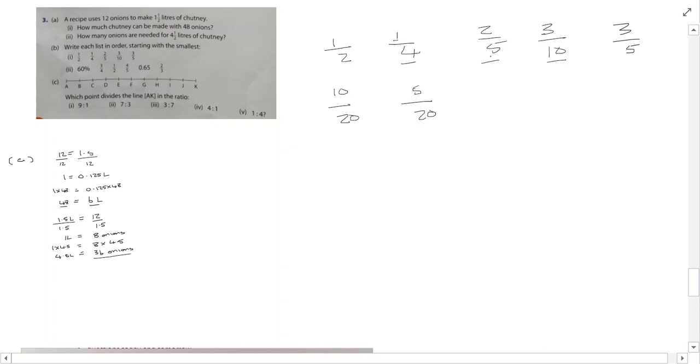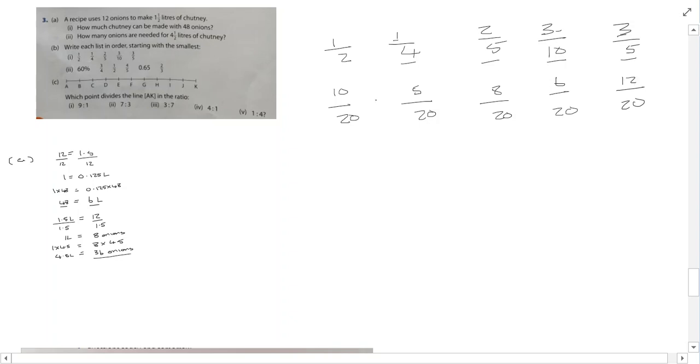So for this one here, how do we change the bottom to 20? We multiply it by 4. That'll become 20, and then we multiply the top by 4, that'll become 8/20. Then for this number here, we multiply 10 by 2, so that will give us 20, and then we multiply the 3 by 2, and that will give us 6. For this one here, we multiply the 5 by 4 to change it to 20, and then we multiply the 3 by 4, and that will give us 12.